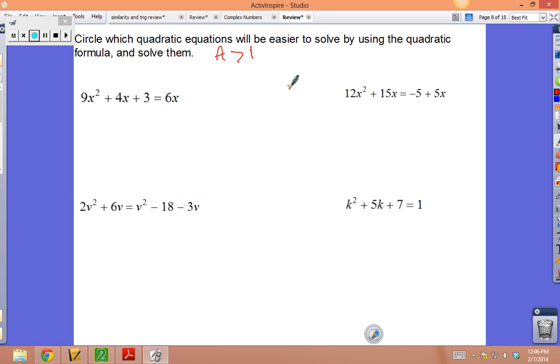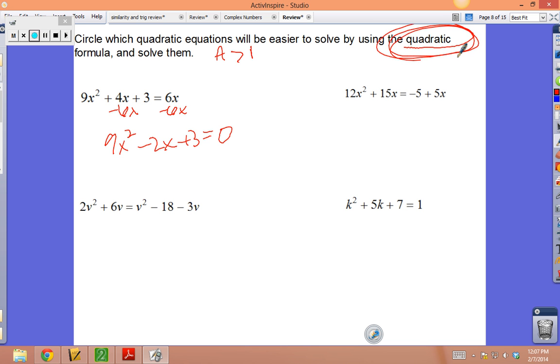So if A is going to be 10, look at this one. If you move this over, minus 6x, you get 9x squared minus 2x plus 3 is 0. Now, do you want to try and factor this, or would you rather use the quadratic formula? Quadratic formula. Because look, A is 9. If A is any number bigger than 1, we're going to use the quadratic formula. You just look off of A.